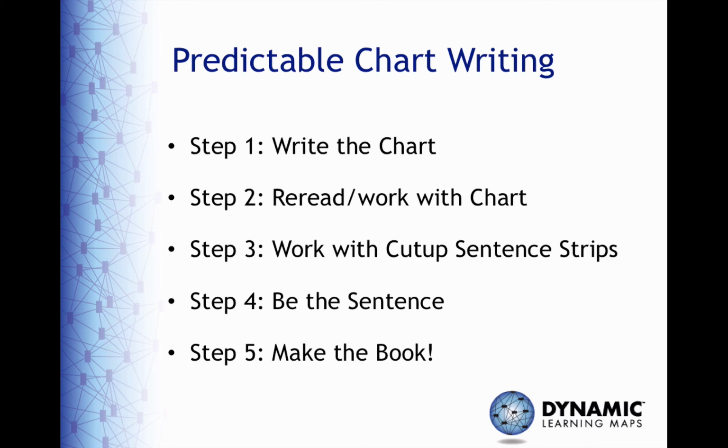Let's briefly review the 5 steps of predictable chart writing. In step 1, the teacher and students work together to compose the chart with each student contributing at least one idea. In step 2, the class practices reading the chart and looking for specific elements. In step 3, students are given a sentence strip with their contribution printed on it. First, they cut the sentence into individual words, and then they reassemble the words into the complete sentence. In step 4, students collaborate to create sentences during a game called Be the Sentence. And in step 5, the class creates a book using the sentences from the chart.